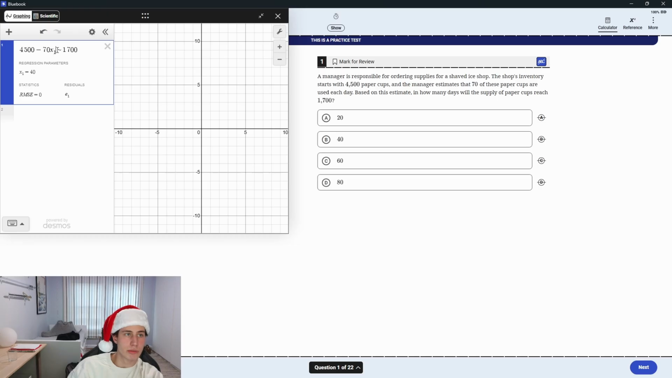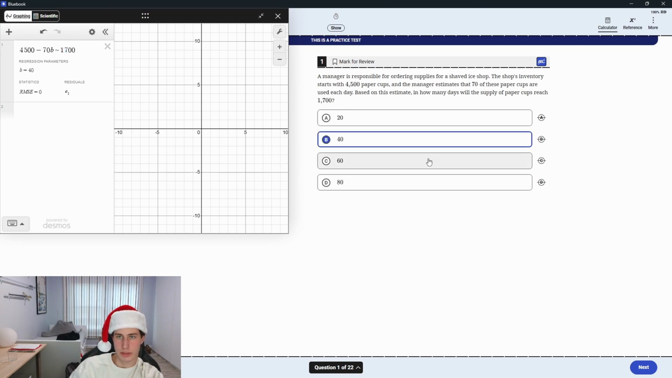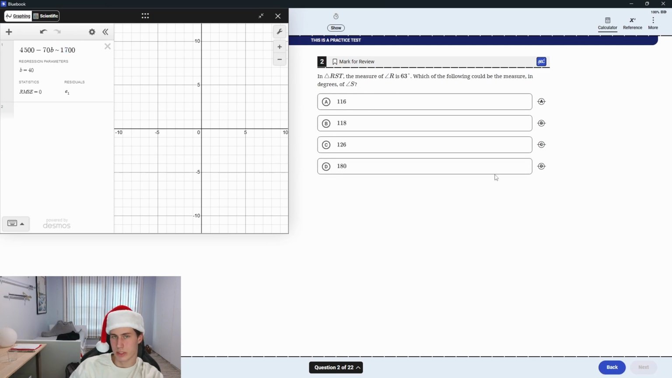So we can just use a regression for this. We can do 1,400, which is how much to start with, minus 70 cups per day. So how many days until they reach 1,700? So for this to be true, B would have to be 40. So it'd have to take 40 days until they reach 1,700 cups.